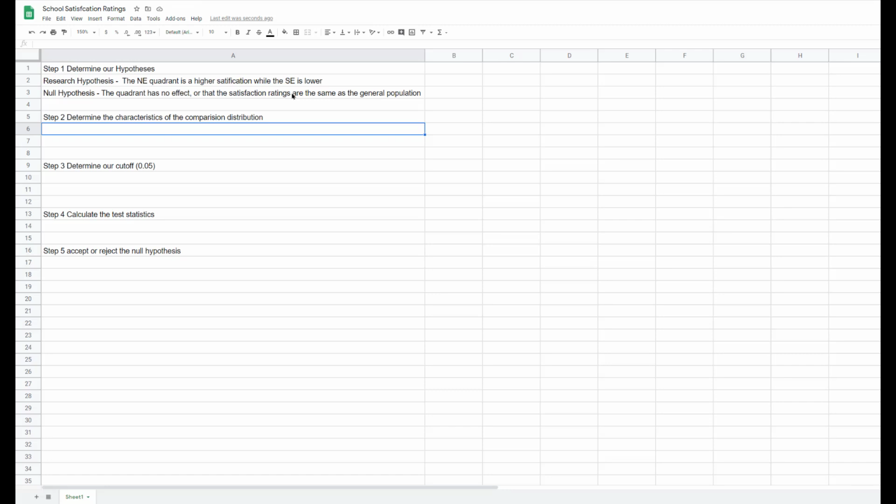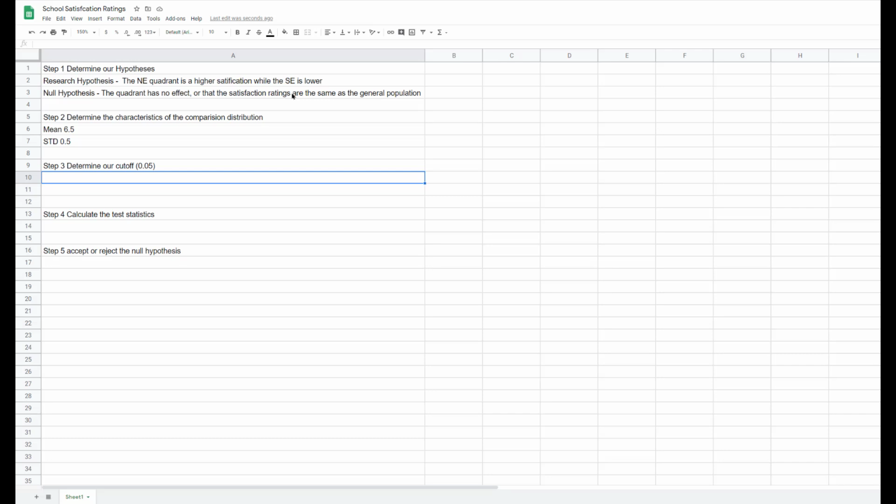What are the characteristics of the null hypothesis distribution, the comparison distribution? Well, remember, I gave them to you. The mean is 6.5, the standard deviation is 0.5. Next, we have to determine our cutoff. We'll use 0.05 in this case.